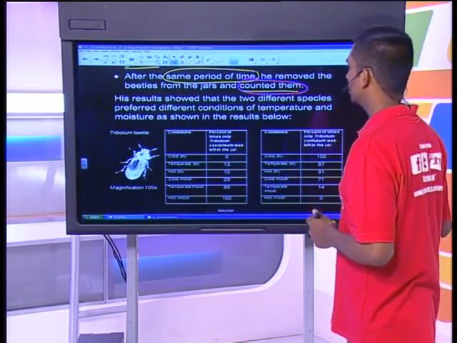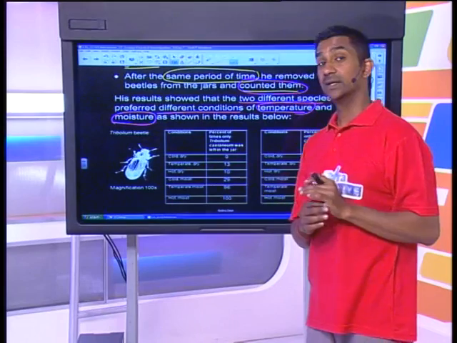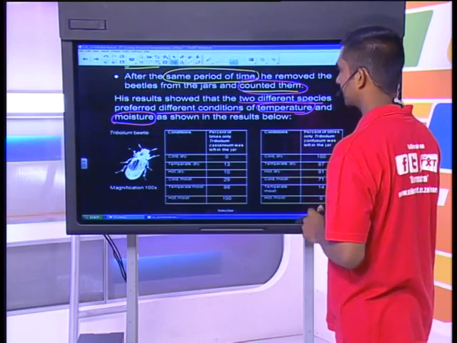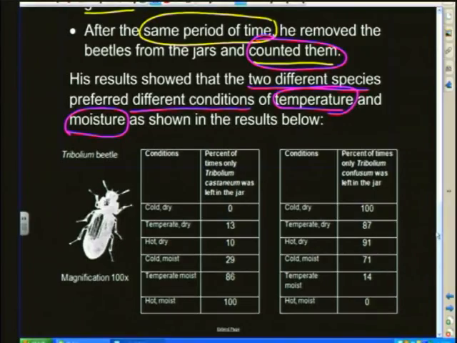His results showed that the two different species preferred different conditions of temperature and moisture. So they preferred different temperatures and moisture. Here we're seeing a preference for two different conditions, temperature as well as moisture. Okay, so let's see. So there's a table. It's very nicely presented. Here we're seeing the columns have headings. The rows clearly are labeled, and here we're seeing the amount.